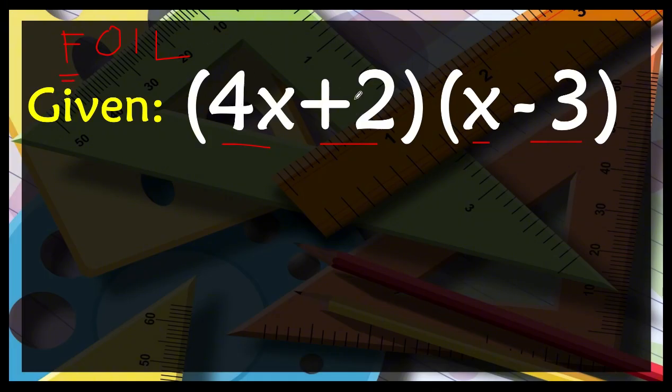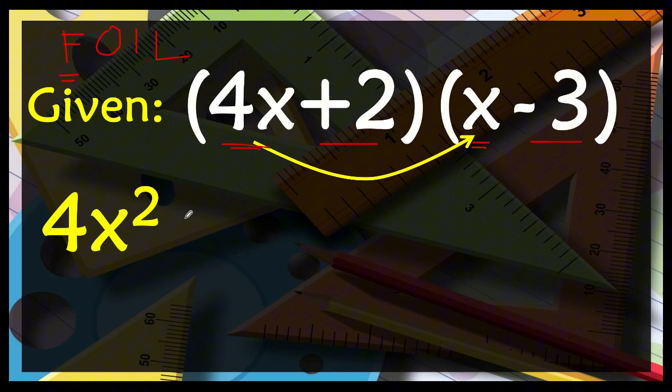Dito sa tong unang ito, si 4x, tama? And then, ang first term naman dito ay si x. Yun yung ibig sabihin ng F. Yung first term, ang una nating imumultiply. Okay? So, we have 4x times x. That is 4x squared. So, paano nga ulit naging 4x squared?